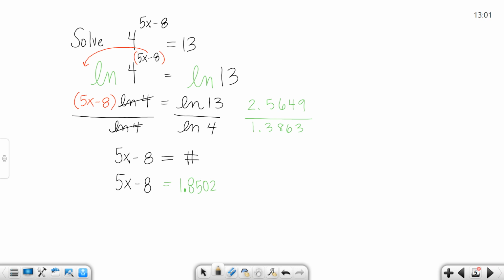So once we get there, what we can do is add 8 to both sides. So 5x would equal 9.8502. We can divide both sides by 5. And x would equal 1.9700. And that would be our answer.